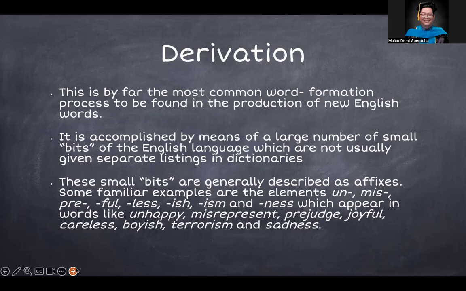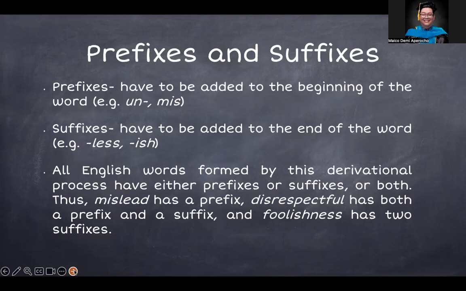Now, some familiar examples are the common prefixes: un, mis, pre, and then the suffixes full, less, ish, ism, and ness, which appear in words like unhappy, misrepresent, prejudged, joyful, careless, boyish, terrorism, and sadness. So we have learned already what prefixes and suffixes are, previously in our discussion. Prefixes are those attached to the beginning of the word, while suffixes are those added at the end of the word.